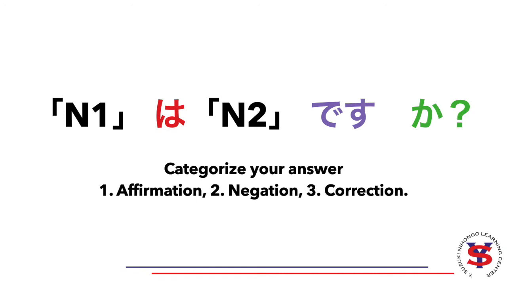In answering this kind of question, there are 3 categories you could choose from to pattern your response. Number 1 is affirmation, number 2 is negation, and number 3 is correction. We will look at how these patterns work in the following examples.